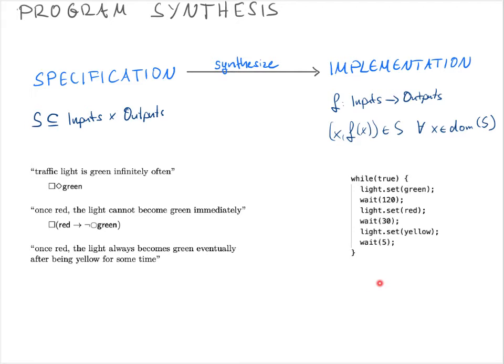On the right-hand side, we see a program which satisfies the specification. First, when the light is green, then after 120 seconds, the light goes to red. Then the red period is 30 seconds. After that, the light goes to yellow, and after 5 seconds, the light goes to green again, and again we have a green phase of 120 seconds, and so on. While this is probably not the safest traffic light, it satisfies the specification on the left.